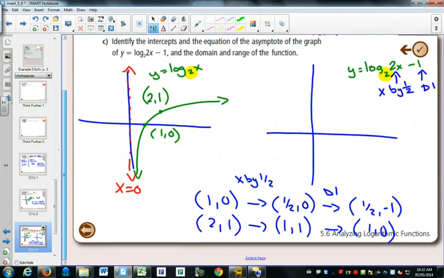Is anything going to happen to the asymptote, which was at x equals 0? No, because the only way your asymptote at x equals 0 gets changed is if your graph is shifted left or right. And it's just been shifted down, so it's going to stay at x equals 0. So when I'm graphing after transformations, I always start with my asymptote, label it x equals 0. We now have the point 1, 0, and a half, negative 1.